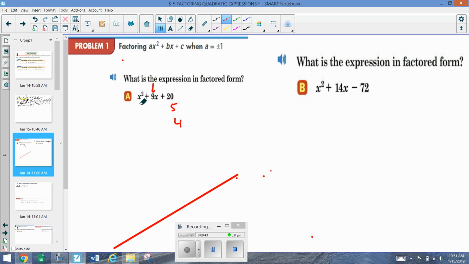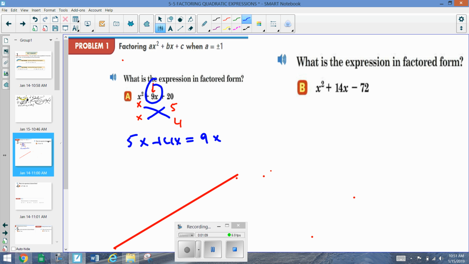And what are the factors of x squared? x and x. Then what you need to do is cross multiplication and add. Multiply, cross, then add. This is kind of new, right? 5x plus 4x equals 9x. That's right. Is that clear?